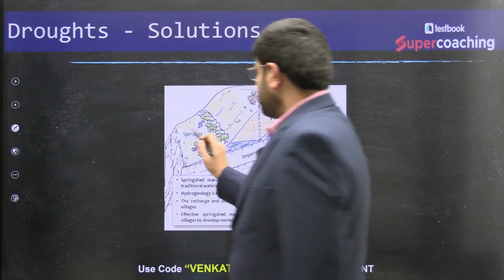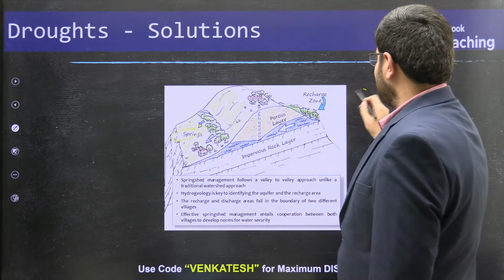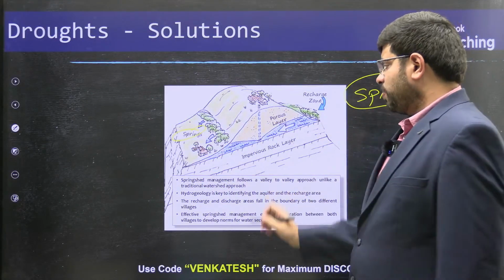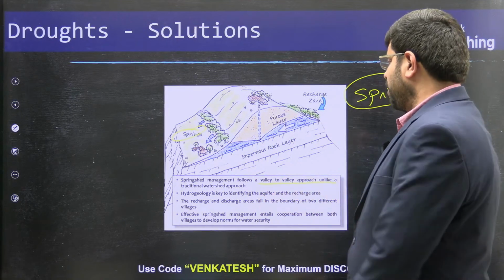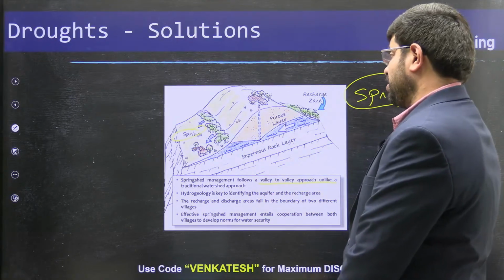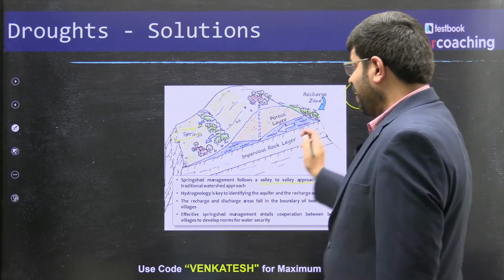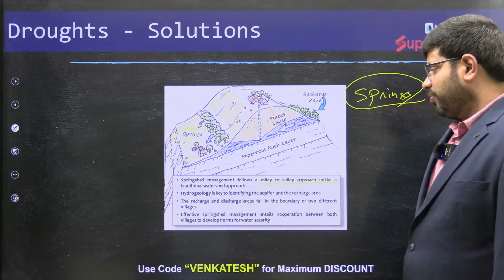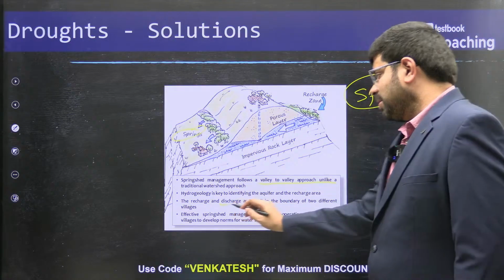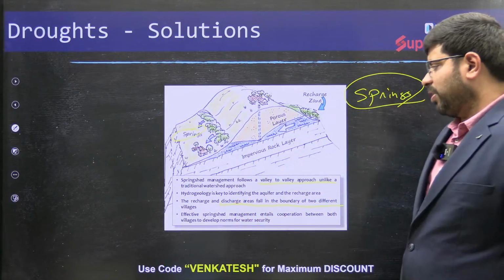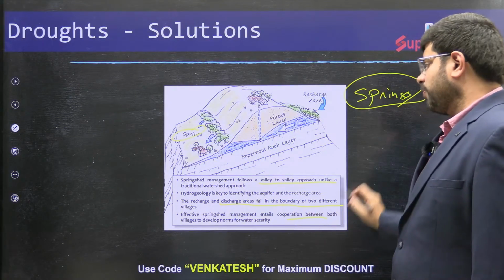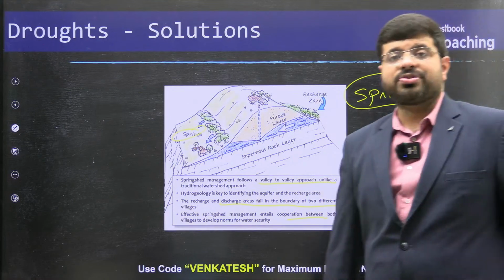Similarly, you can see spring shed management in regions like Shimla. Now springs, what are springs? Spring shed management follows a valley to valley approach, unlike a traditional watershed approach. So you need to understand the geology of a region. You will see that the recharge and discharge areas fall in the boundary of two different villages. So spring shed management allows cooperation between two villages to develop norms for water security.